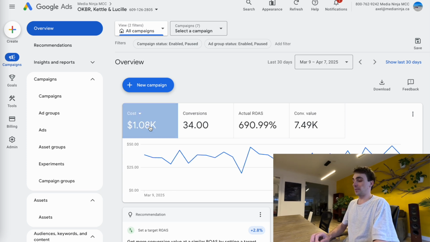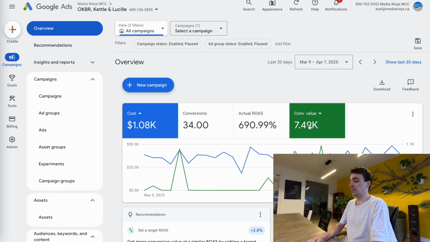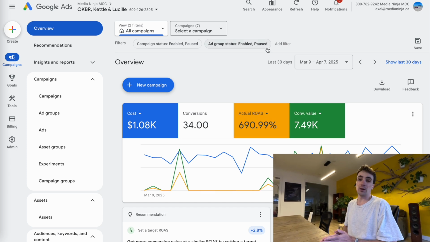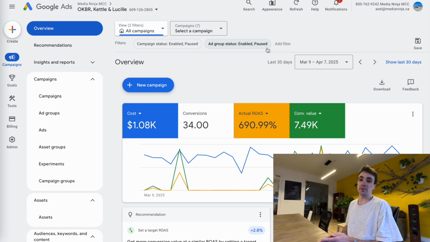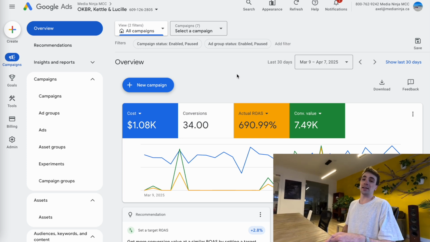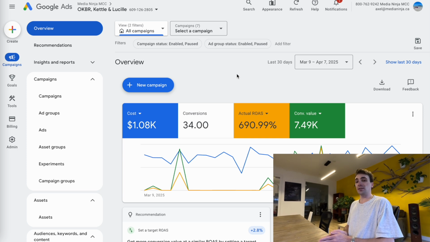If I go back into this account, we can see that he spent $1,000, give or take, in the past month. That generated a conversion value of $7,500 with an actual ROAS right now of 690%. So that's essentially the return that he's getting on his ad spend. One last thing about ROAS and conversion value, keep in mind, usually this is for e-commerce or for direct selling or D2C. It can be applied to lead generation in other cases, but it's often more difficult to do this.